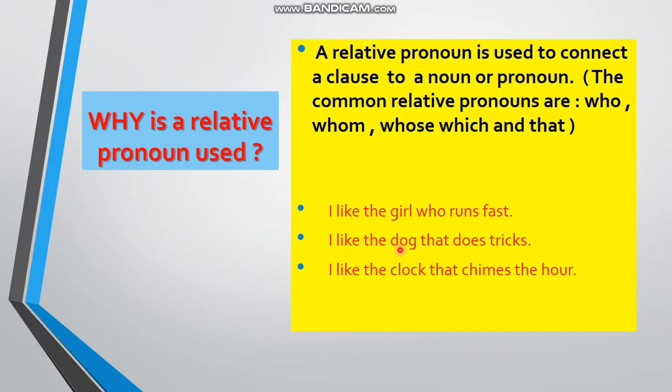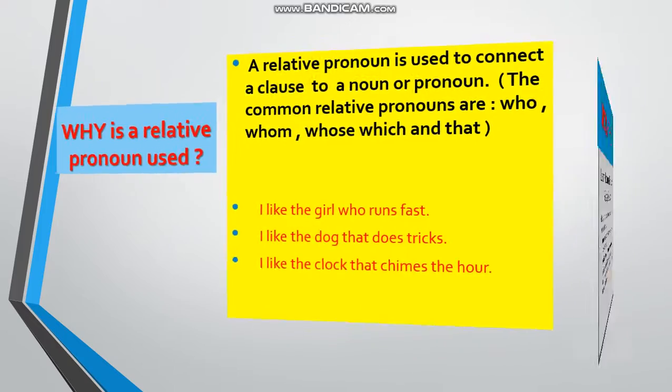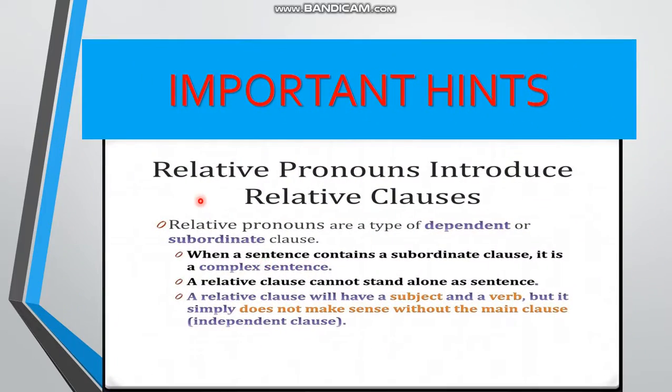I like the dog that does tricks. That does tricks. This is a relative clause. I like the clock that chimes the hour. That chimes the hour, information about the clock. Here we have relative pronouns introduce relative clauses, as previously said. A relative clause is a type of dependent or subordinate clause.